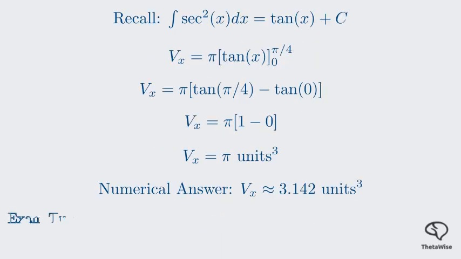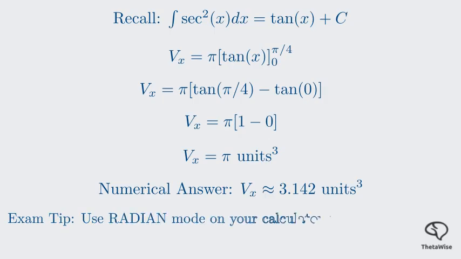An important exam tip. When you have trigonometric functions with pi in them, like pi over 4, your calculator must be in radian mode. Using degree mode will give you the wrong answer. Our next example introduces an area between two curves. This is where the washer and shell methods really shine.